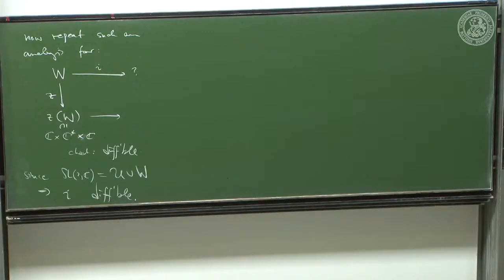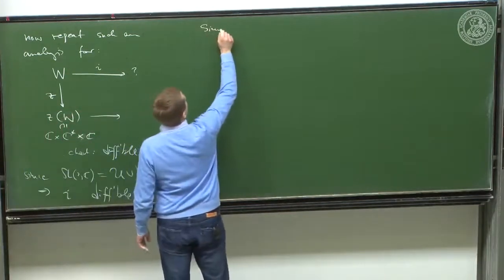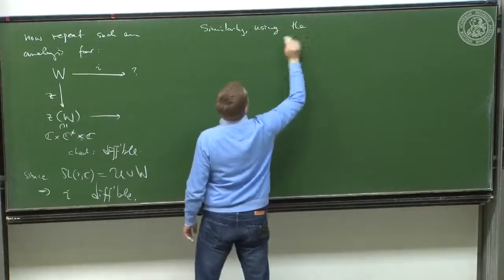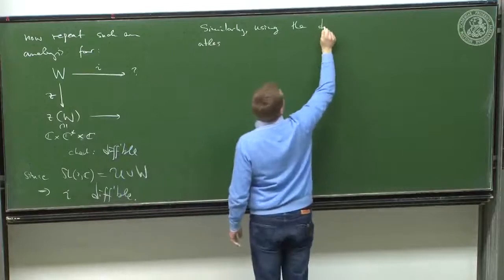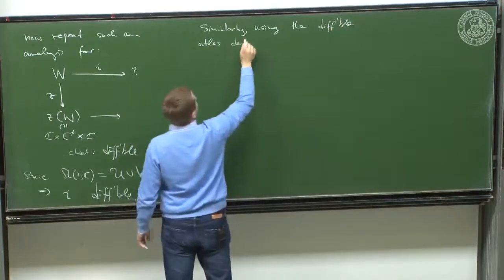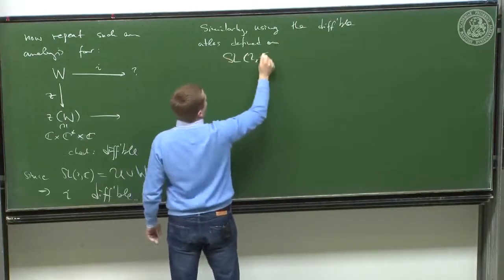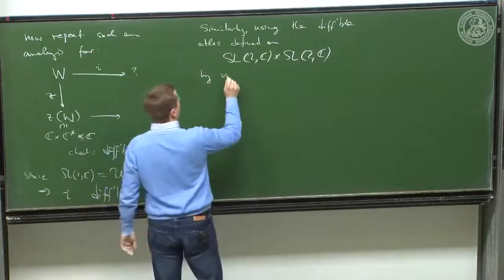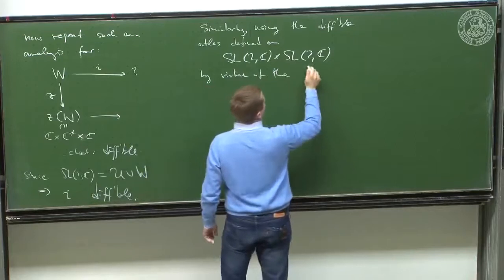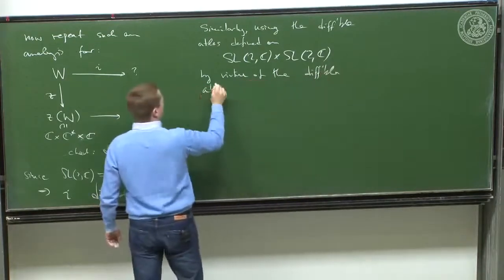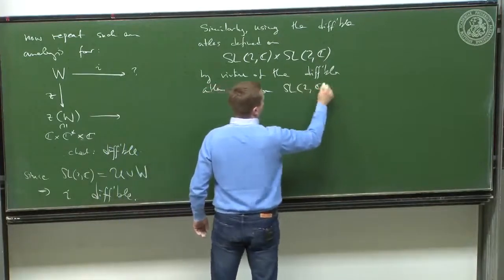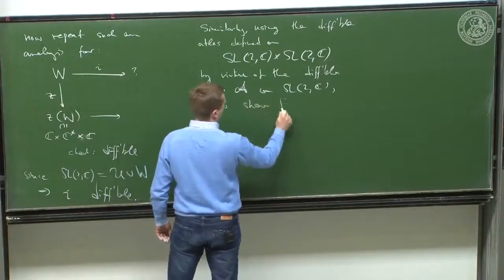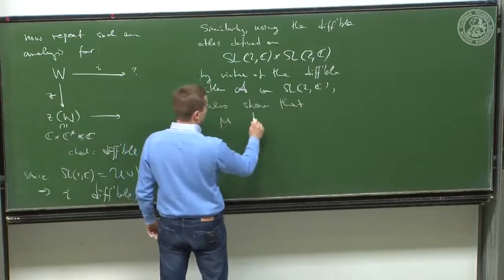So we found that this inversion map is differentiable, and similarly, using the differentiable atlas defined on SL2C cross SL2C, by virtue of the differentiable atlas A on SL2C, we inherit this, as I remarked before, and also show that mu is differentiable.